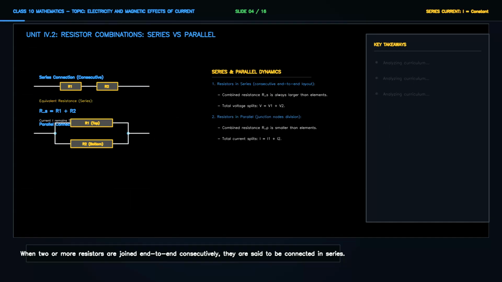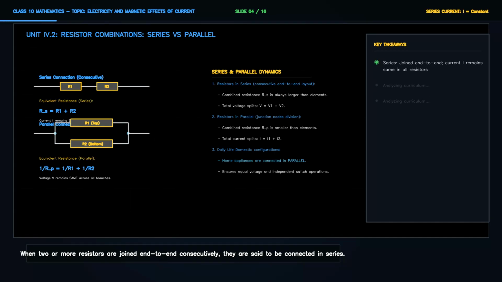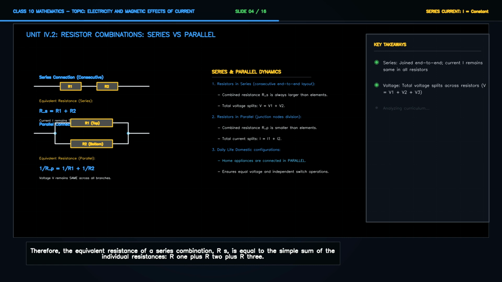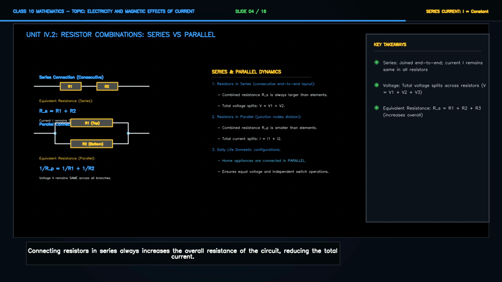When two or more resistors are joined end-to-end consecutively, they are said to be connected in series. In a series combination, the current flowing through each resistor remains exactly the same, while the total potential difference across the combination is equal to the sum of the individual potential differences across each resistor. Therefore, the equivalent resistance of a series combination, Rs, is equal to the simple sum of the individual resistances, R1 plus R2 plus R3. Connecting resistors in series always increases the overall resistance of the circuit, reducing the total current.